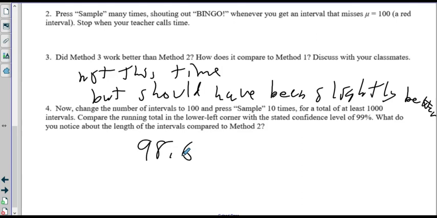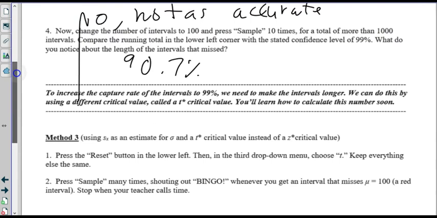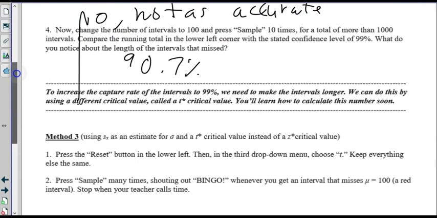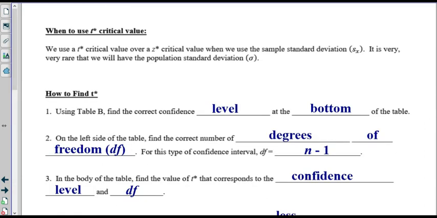So in this case, we're going to be using this because in case 1, we knew the population standard deviation. We're not normally going to do it. So the real important comparison here is the 98.6 compared to the 90.7. Using the T critical value is going to be much better for what we're doing for the rest of this. All right, so we're going to put my screen on.